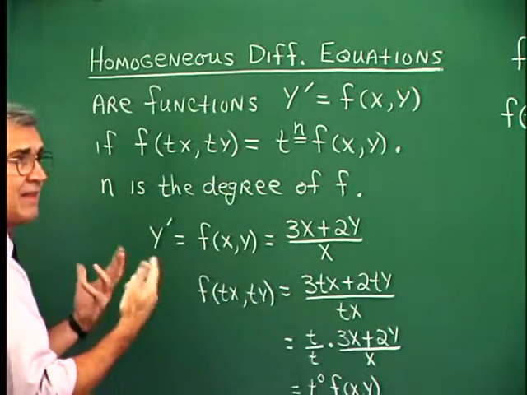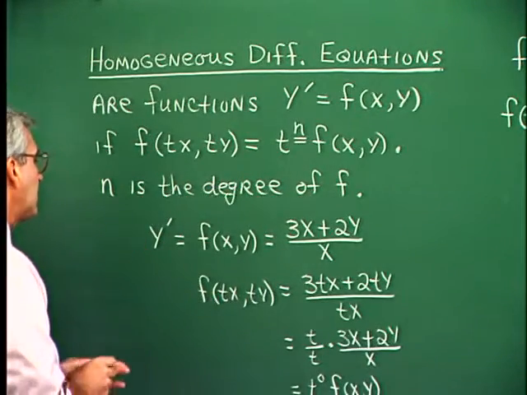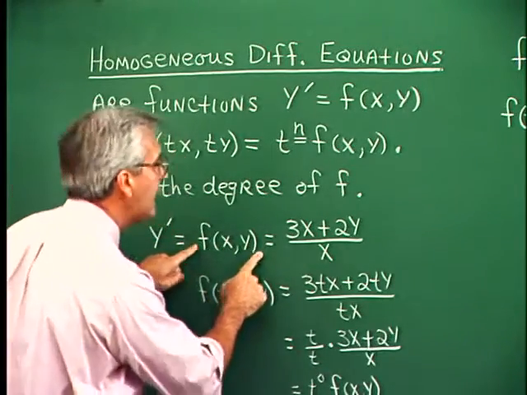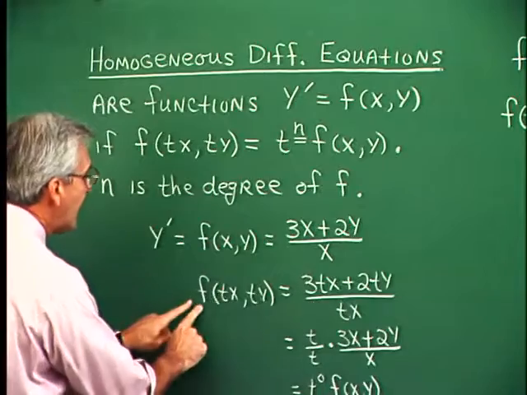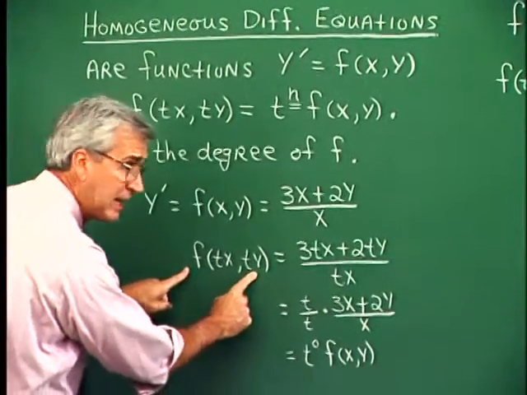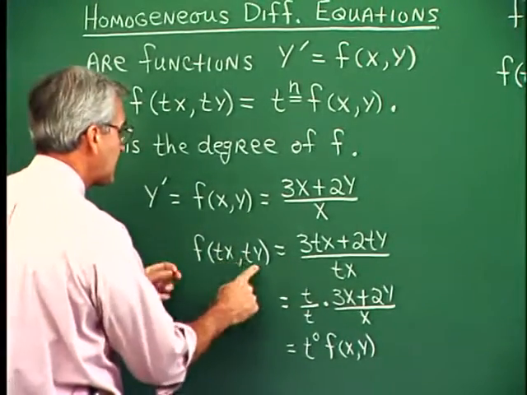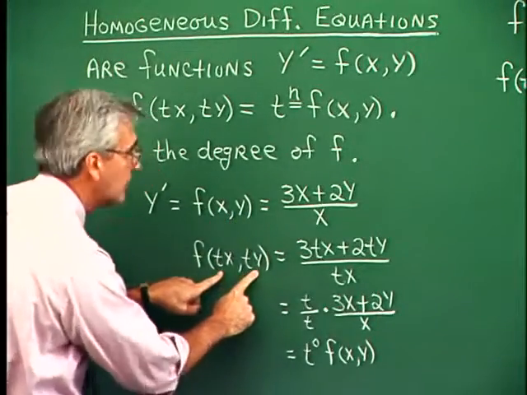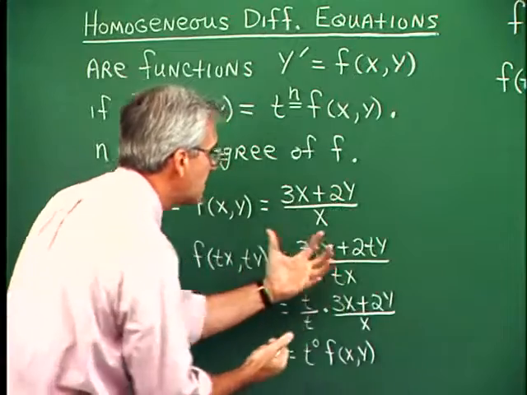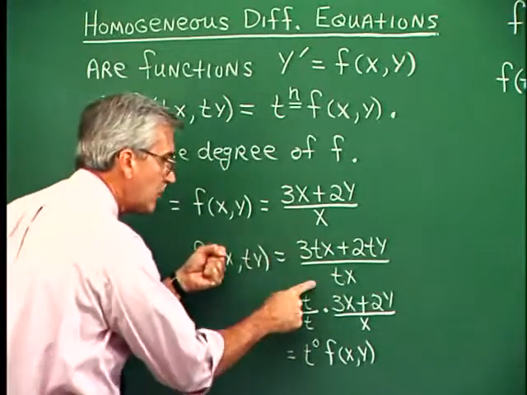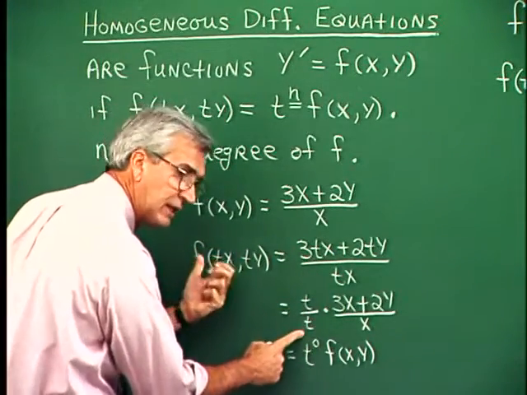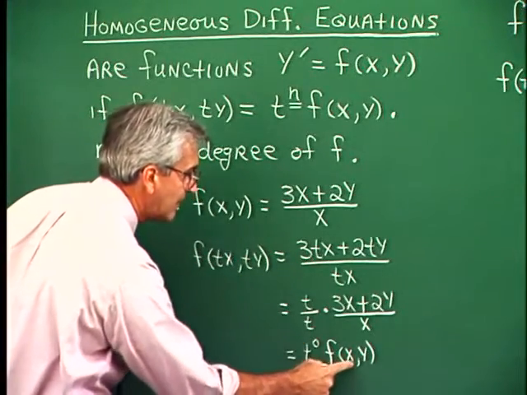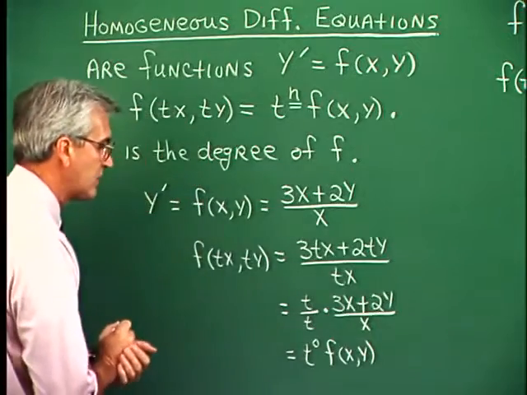And if we try to apply the idea to the function that we were talking about a while ago, we had a y prime, which is f in terms of x and y, and it was this. Now, what does f of tx ty mean? Well, it means in the f function, replace x with tx and y with ty. You see, replace these with those things. And when we do that, it's pretty easy to see that we can snag out the t in both numerator and denominator, so we have t over t, which we can write as t to the 0 power times f of xy, times our expression that we had before.